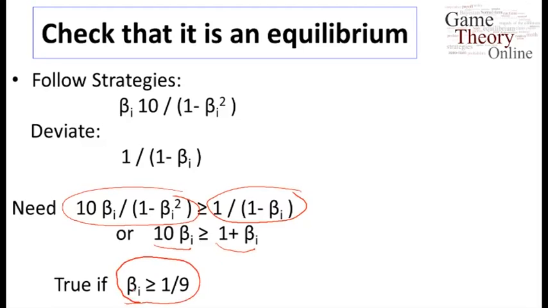So here, a very low discount factor is enough to make this work in this game, basically because we have an enormous gain of playing the prescribed strategies. We get this payoff of 10 every other period versus getting 1 every period, and 10 every other period is better than 1 every period as long as my discount factor is bigger than 1/9.